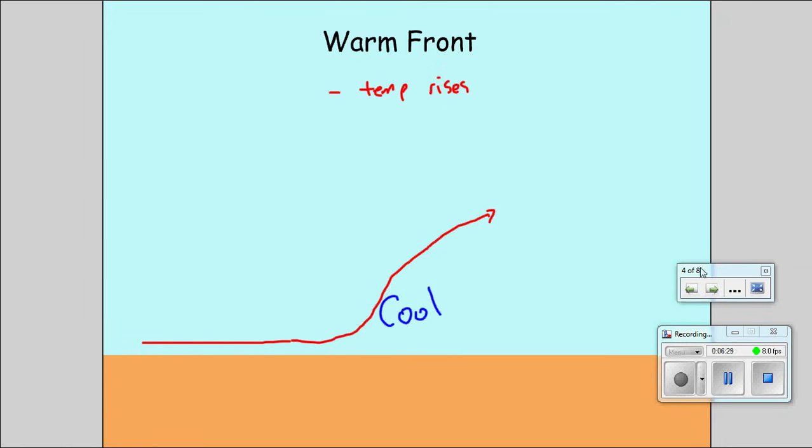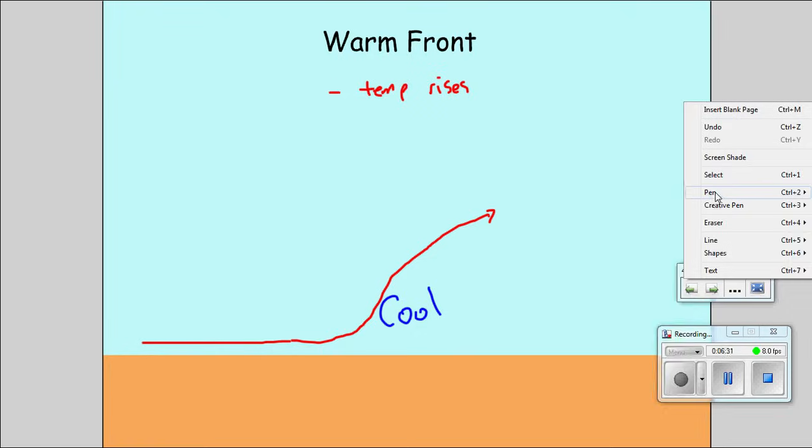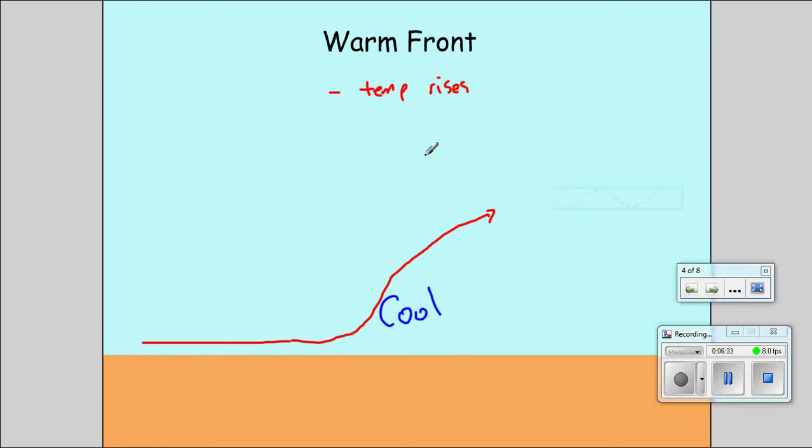And since we have moisture being lifted into the sky, we will again get clouds and precipitation. Now, contrasting this with a cold front, a warm front moves slower, and this rain is not as strong as the thunderstorm. It'll be a lighter rain that lasts a little bit longer. So that's the warm front.